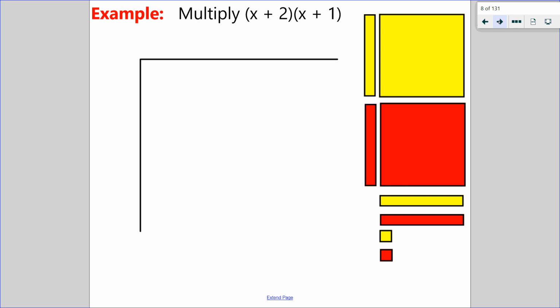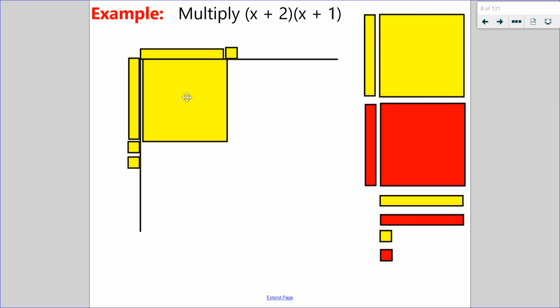x plus 2 times x plus 1. So again, along one side, doesn't matter which, I'm going to put x plus 2. So I'll put that over here. And then along the other side, I'm going to put in an x plus 1. So there's my x tile and plus 1. Now let's fill in the area. So x and x, the only thing that can fit in there is an x squared. Along the x and the 1, all that can fit there is an x, and right underneath it, another x. Along here for the 1 and the x, the only thing that fits there is just an x tile, and then 1 by 1 is a 1 and another 1.